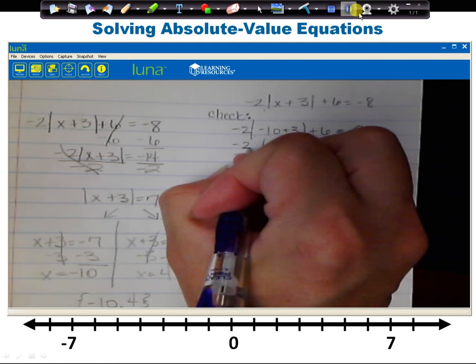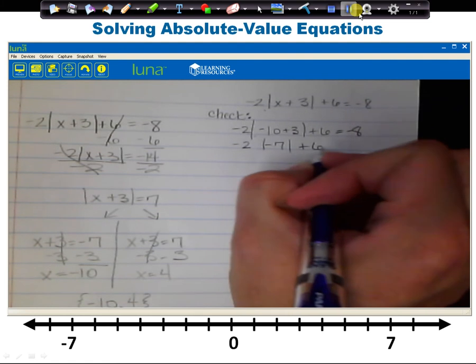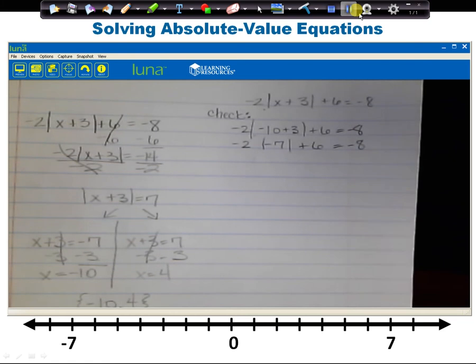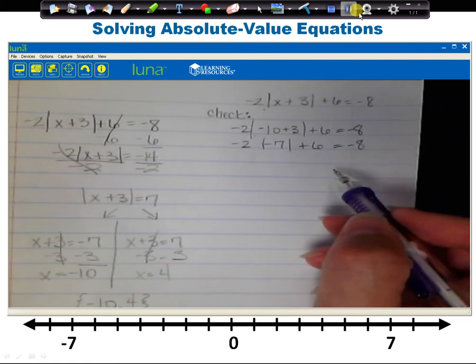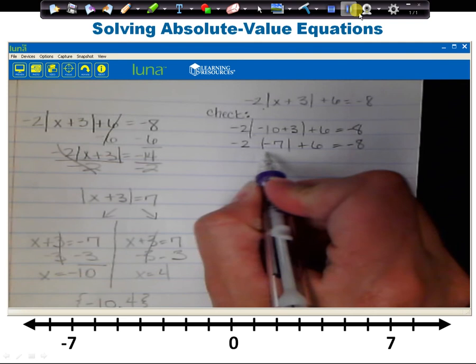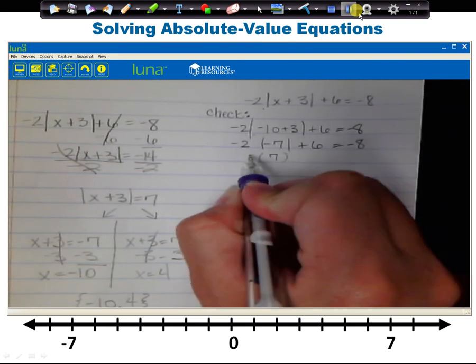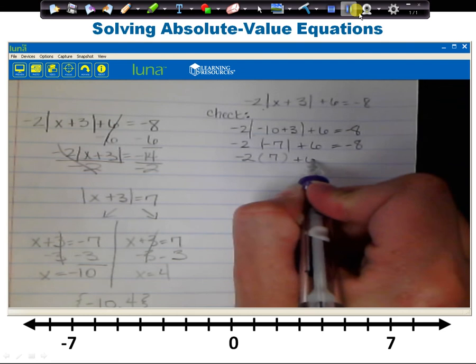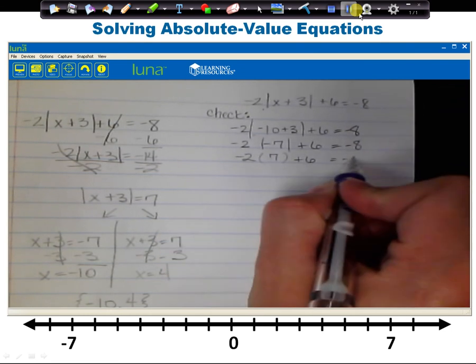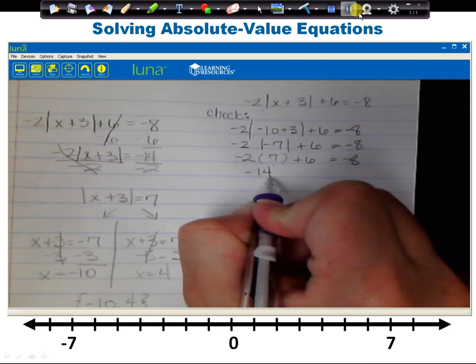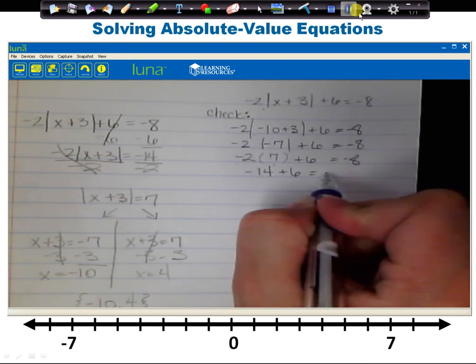And I have negative 2 times the absolute value of negative 7, plus 6, equals negative 8. Now I'm going to get rid of my absolute value bars, which turns my 7 positive. So I'm going to change it to parentheses. And now I have negative 2 times 7, which gives me negative 14 plus 6 equals negative 8.